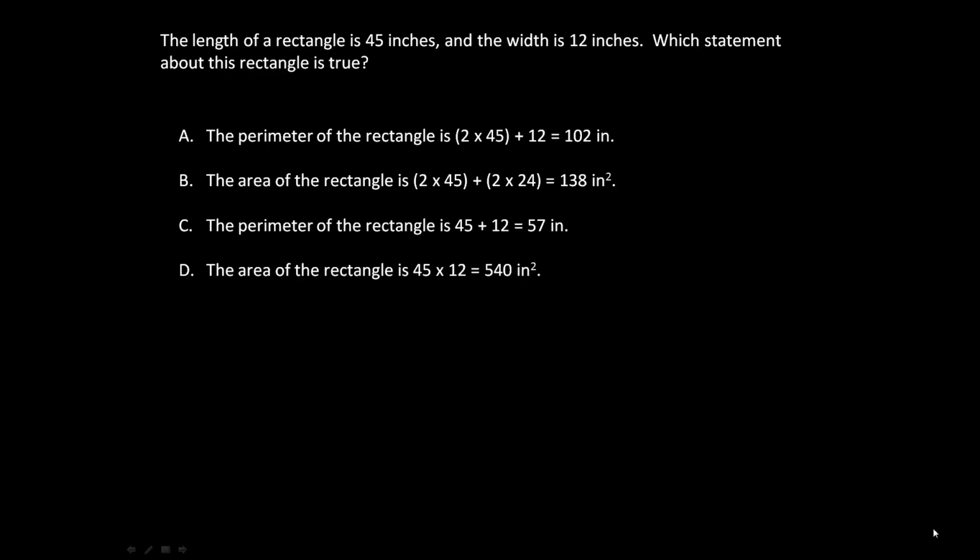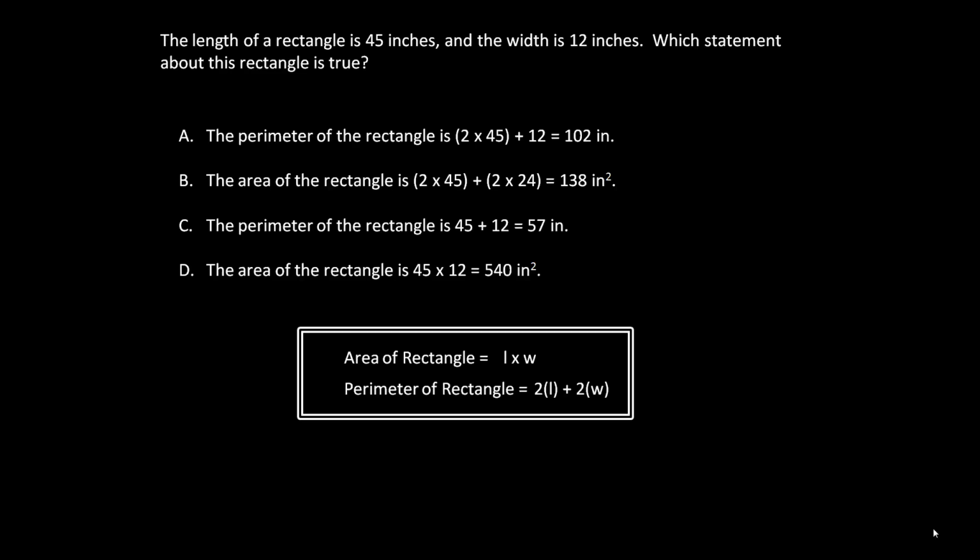Well, since we're dealing with perimeter and area of a rectangle, I recommend that we write down the formula for both these type of problems. So here we go. We got area of a rectangle is length times width, and perimeter of a rectangle is 2 times length plus 2 times width. Then I put a box around it. Anytime you're doing these kinds of problems, I recommend somewhere on your sheet of paper you write down the formulas. You don't have to double box it like I did here, but it definitely sure helps.